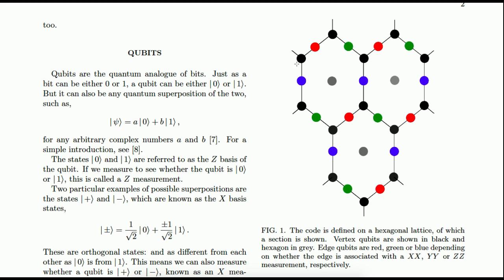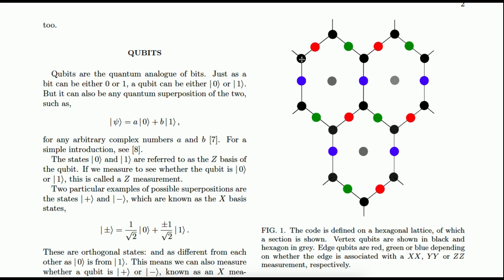Anyway, each dot here represents a qubit. The black ones are on the vertices, which are the places where the lines meet. They are called vertex qubits. The red ones are on the lines, or edges as we call them, so they are called edge qubits. And the grey ones sit in the middle of these hexagons, so we call them hexagon qubits.